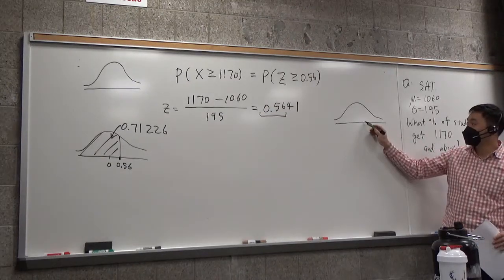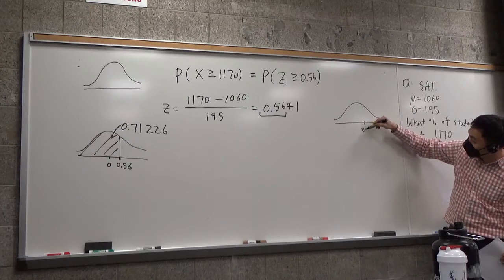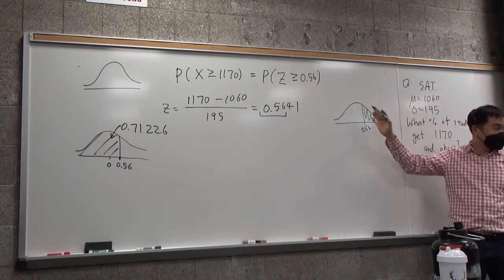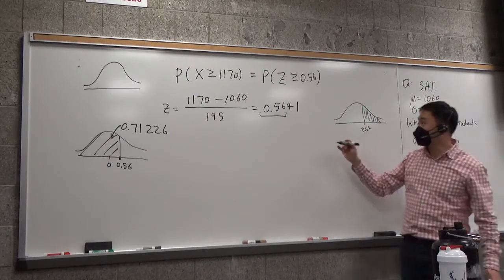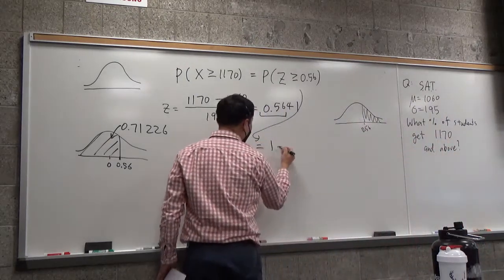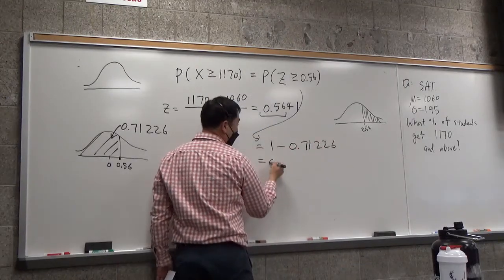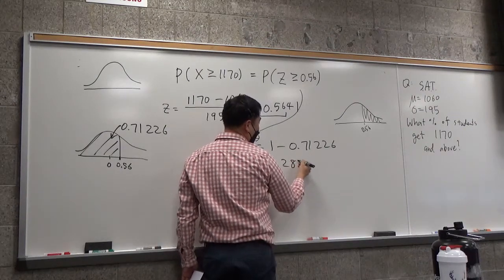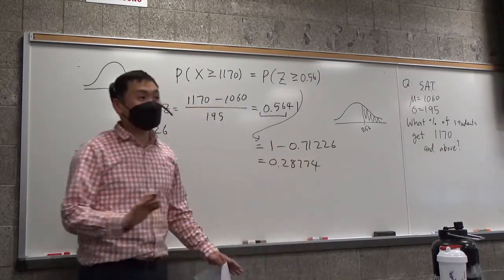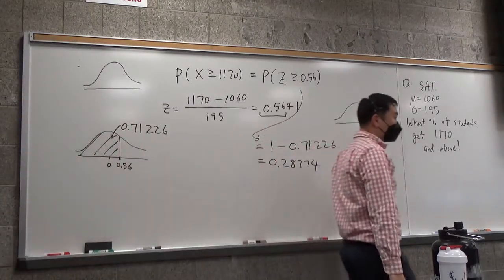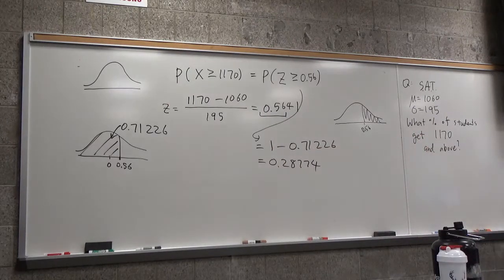It should be 1 minus, right? Because here's 0.56, and we were looking at how many people get above, right? So it'll be the right side. So you take this, and you do 1 minus 0.71226, and that is 0.28774. And so 28.774%. Okay. About 29% of students score 1170 or higher.